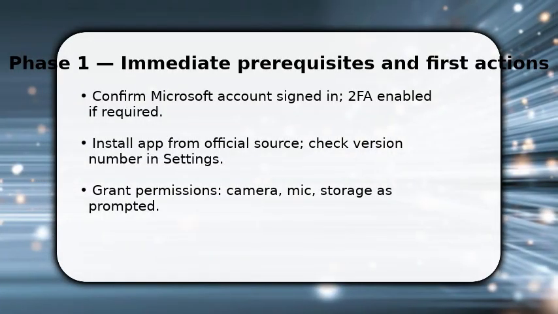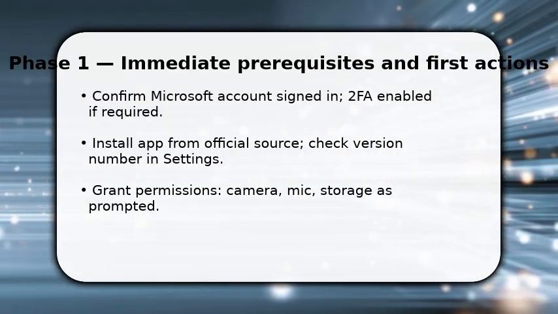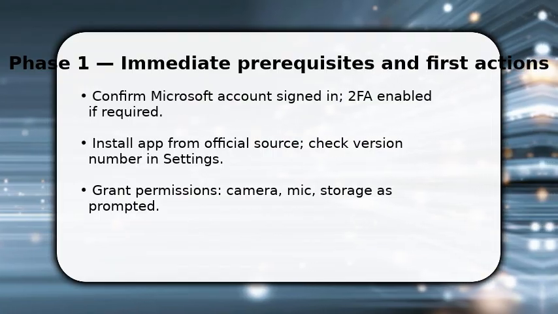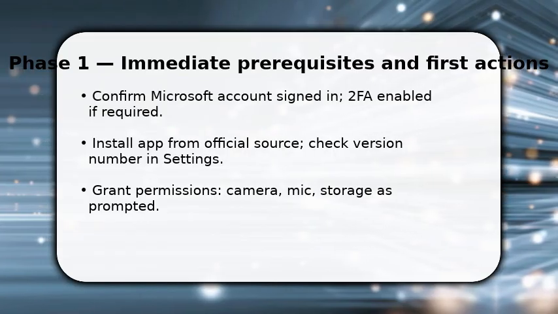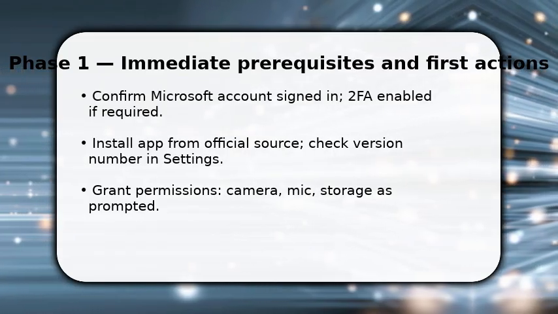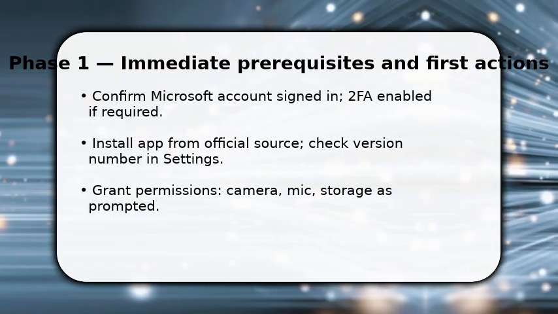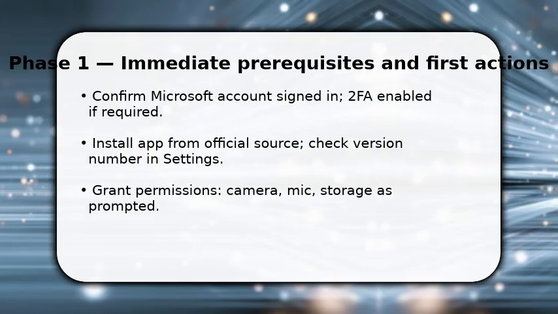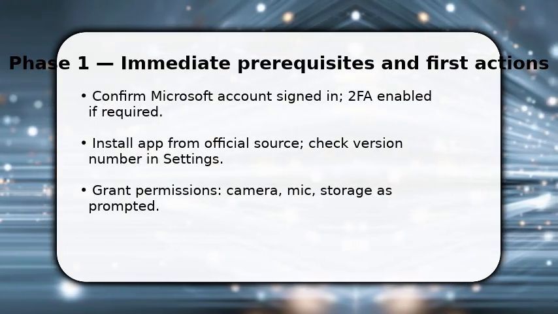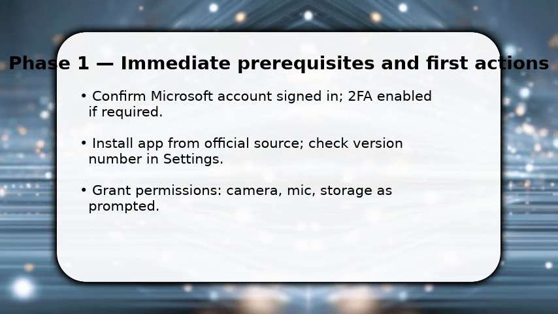You begin by making sure your Microsoft account is active and 2FA is set if needed. This secures sync and access rights. Once signed in, install the official app and confirm the version in settings so you avoid compatibility issues. Next, grant required permissions, camera for meetings, mic for voice, storage for files, so features work immediately. After these steps, open the app and choose the primary workflow you need, because starting correctly prevents later interruptions.